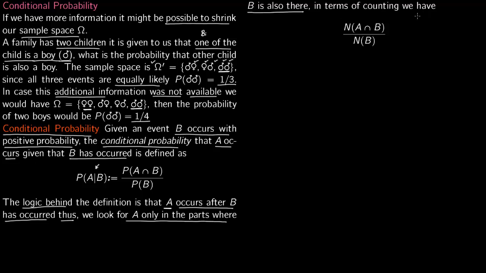So in terms of counting, you have the number of elements in A intersection B divided by the number of elements in B. So you divide this by the number of elements in the entire sample space. You get the corresponding probabilities.